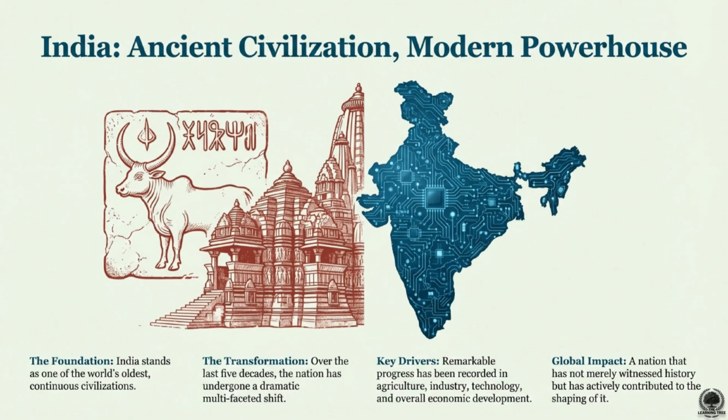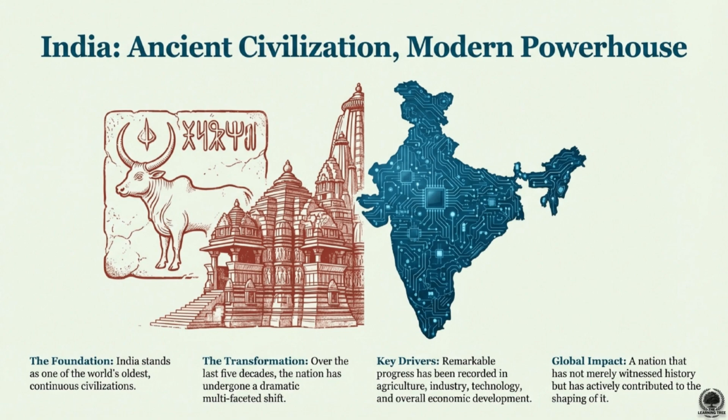India is recognized as one of the world's oldest civilizations with a continuous cultural history stretching back thousands of years. At the same time, India is also a modern nation that has made remarkable progress over the last 5 decades. Advancements have taken place in agriculture, industry, science, technology, and overall economic development. Through these achievements, India has contributed significantly to world history and global knowledge.